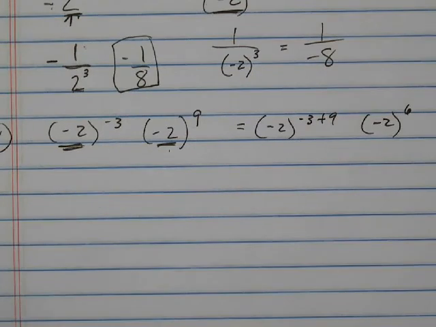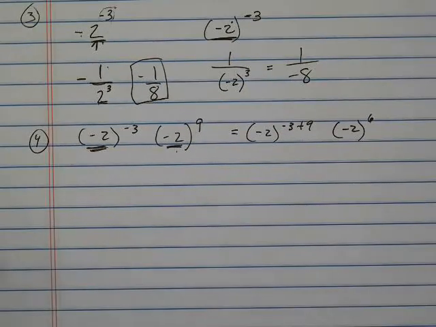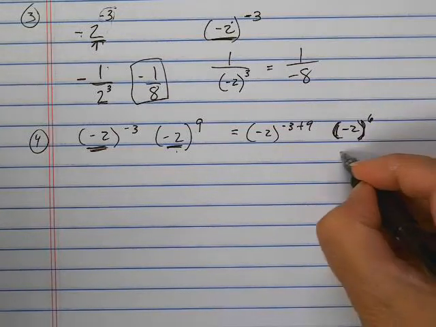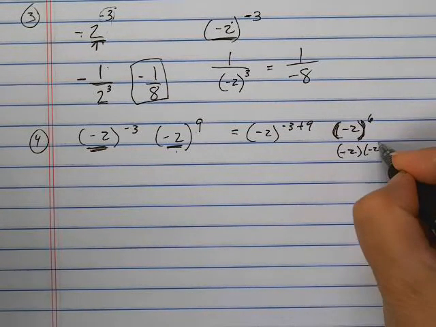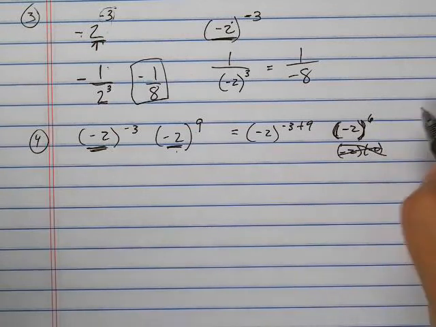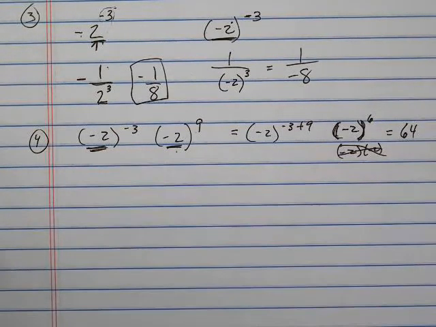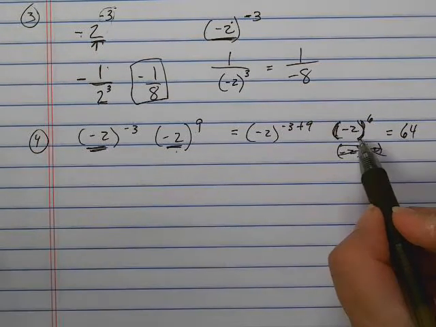And if you plug that into your calculator, you got to make sure that you put the negative in parentheses, because it's the negative 2 that you're doing 6 times. So when you put that in the calculator, you need parentheses, and you will get 64. If you get negative 64 in your calculator, that means you didn't put this in parentheses.